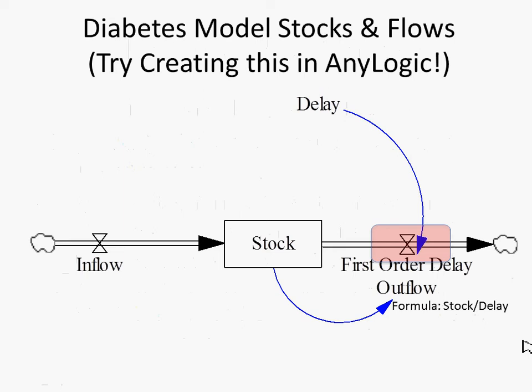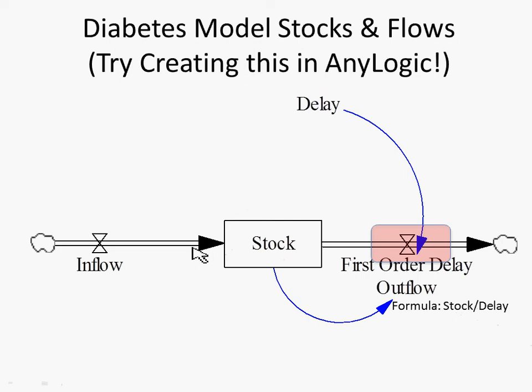One of the key reasons is that the formula goes along with an assumption that the mean time you spend in the stock is given by delay. If you have this formula, the average amount of time that someone would spend in the stock, who comes in and has a chance per unit time of leaving of 1 over delay, is an average of delay time units, okay? We'll come back to this.